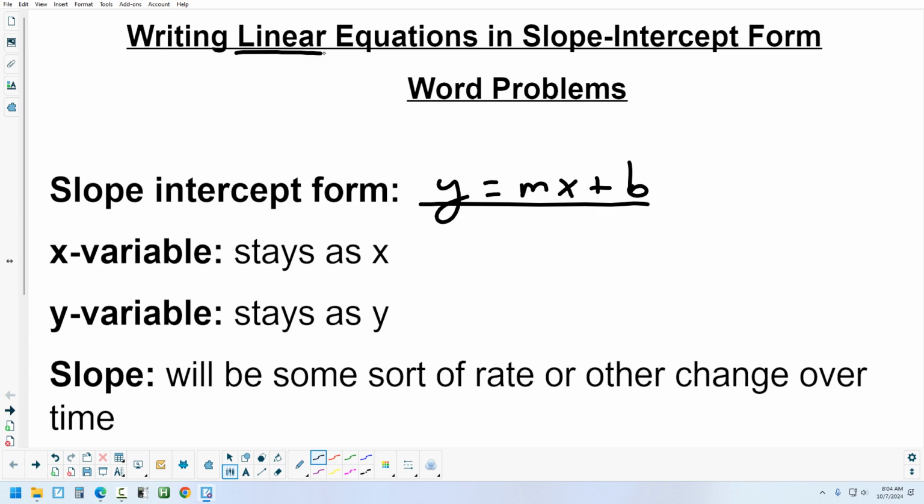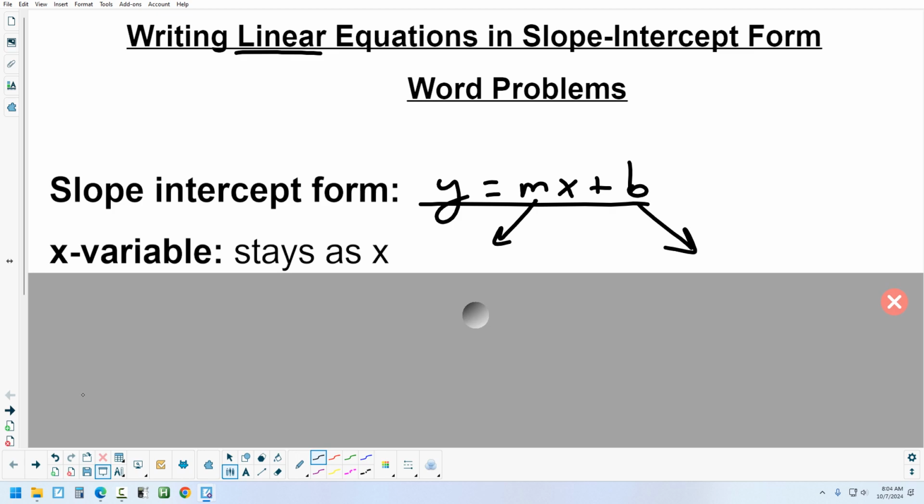Can somebody remind me, when you have these two letters, the m and the b, those each stand for something. Can anyone remind me, what does the m stand for? Yeah, that's the slope. So that's what we looked at last week. It tells me how steep the line is. That's the rise over run.